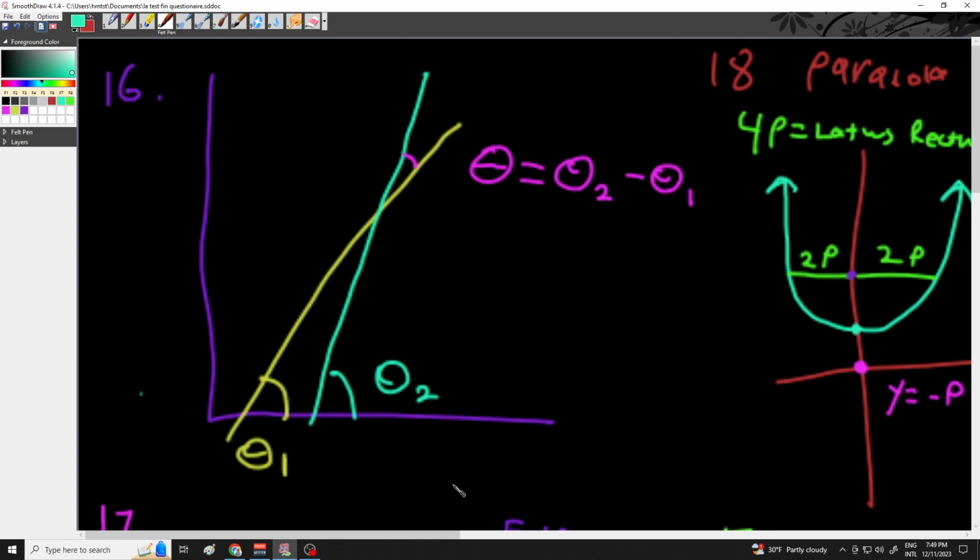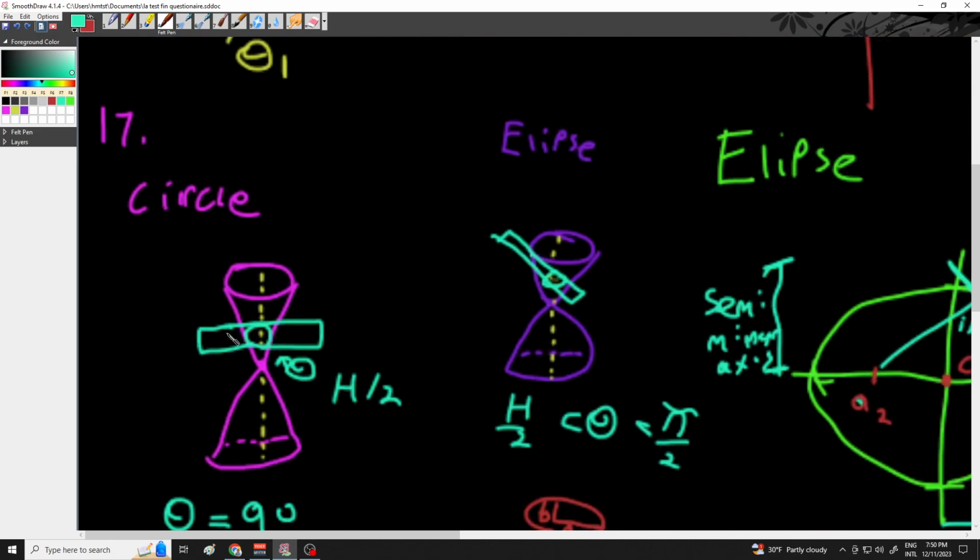Promise. For number 16, we have theta 1 for the gold line, and for the teal, we have theta 2. These two lines intersecting make this cool little pink angle right there. To find out what this pink angle is, we have to assume we know theta 1 and theta 2 first, and then you take theta 2, the teal line, minus the angle of the gold line, and that'll give us our pink angle. And that's all he elaborated on for it.